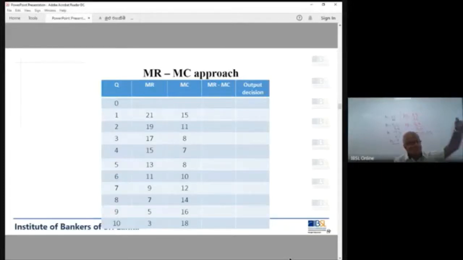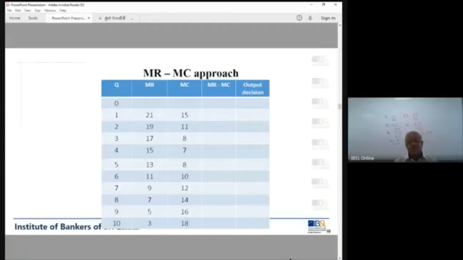Understand? When marginal profit is positive, you recommend the firm to increase the output. The last unit generates profit. If the last unit generates negative profit, cut down the output. Then you come to the point where marginal profit is 0, and total profit is maximized. That is the economic rule, the output decision in the MR-MC approach.